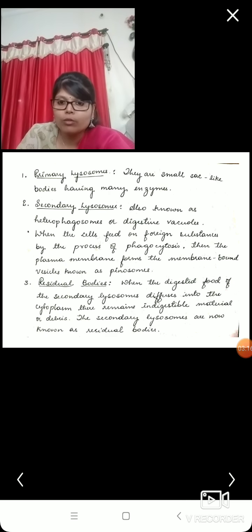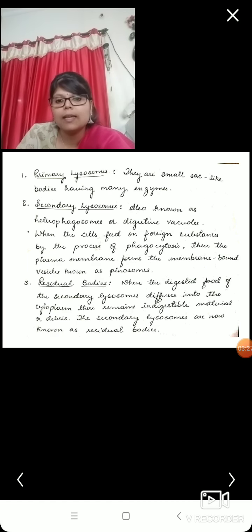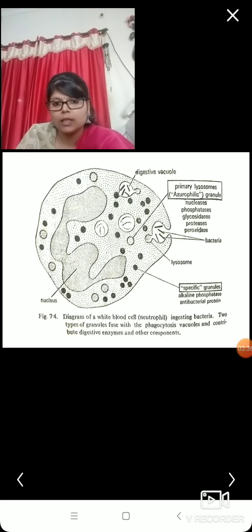Secondary lysosomes are also known as heterophagosomes or digestive vacuoles, formed when the cells feed on foreign substances. I will show you the diagram also. By the process of phagocytosis, the plasma membrane forms membrane-bound vesicles known as pinosomes. See, these are the foreign materials, the bacteria named here. The bacteria is entering the cell. These are the granules, and these are the lysosomes or vesicles present here.